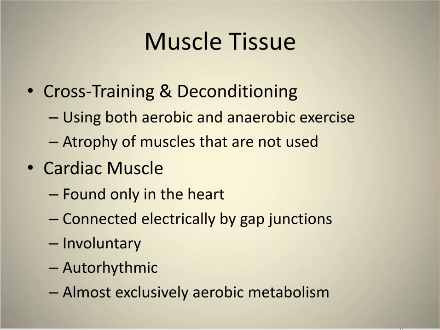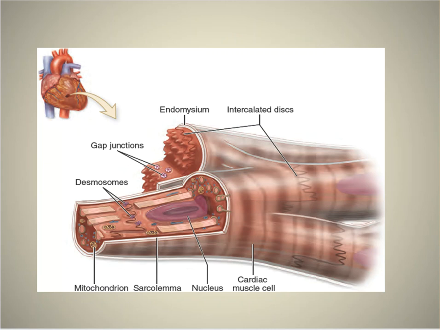We're just going to talk a little bit about cardiac muscle, found only in the heart, connected electrically by gap junctions. It's involuntary, it's autorhythmic, it's striated, which is similar to skeletal muscle, and it's almost exclusively aerobic. Skeletal muscle can use anaerobic sources of ATP, but your heart is almost exclusively aerobic. It's very dependent upon getting oxygen. Okay, slide 47 is a blow up of cardiac muscle cells.